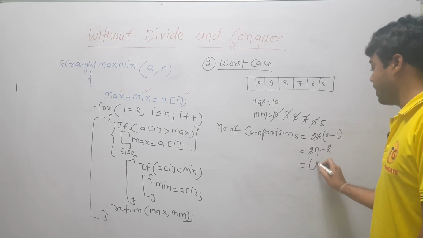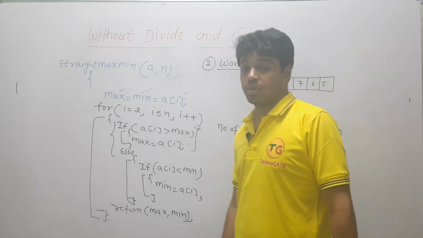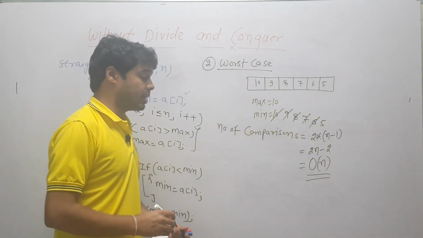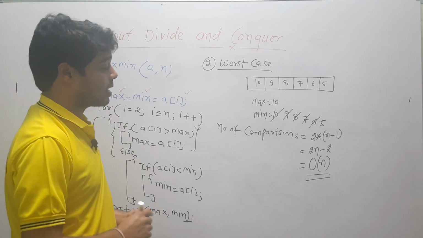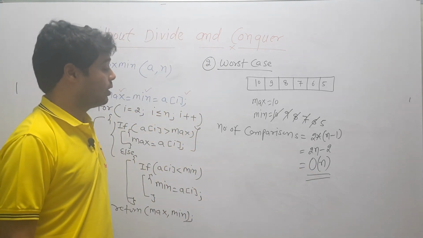So what is the big O here? Because we are talking about the worst case, big O of n time is required. And the number of comparisons is 2n minus 2 here.